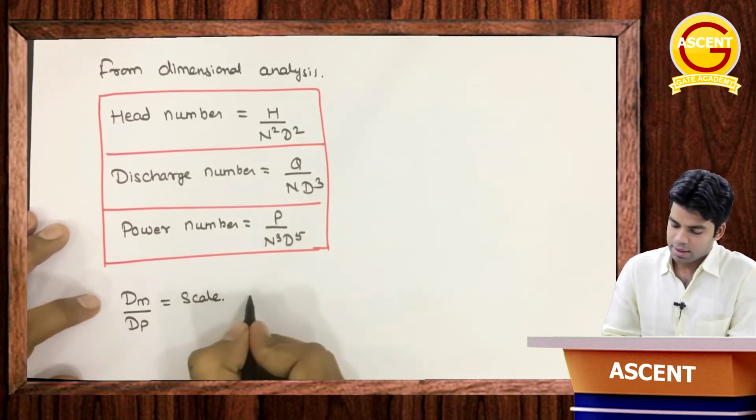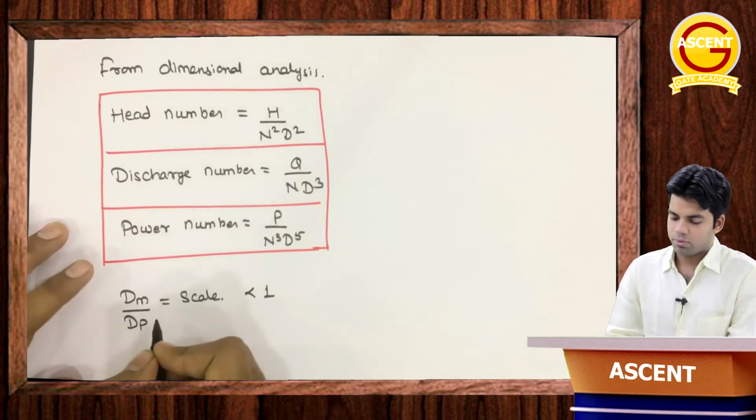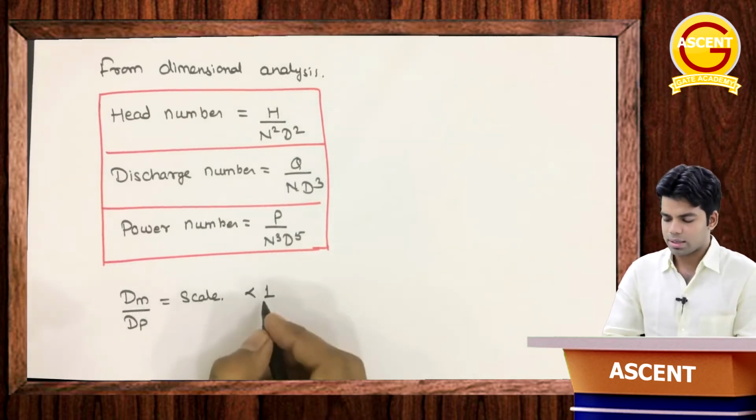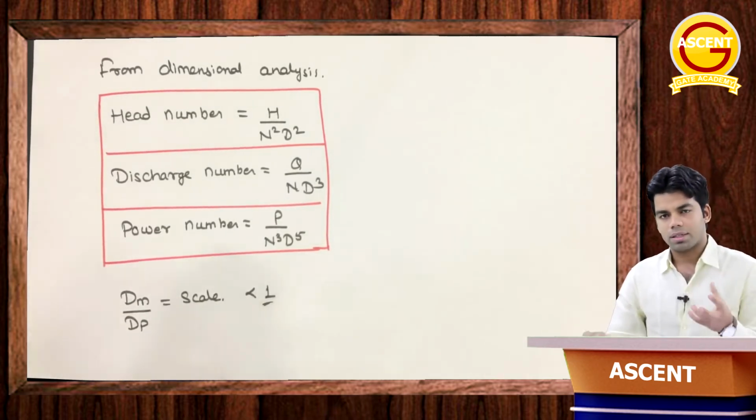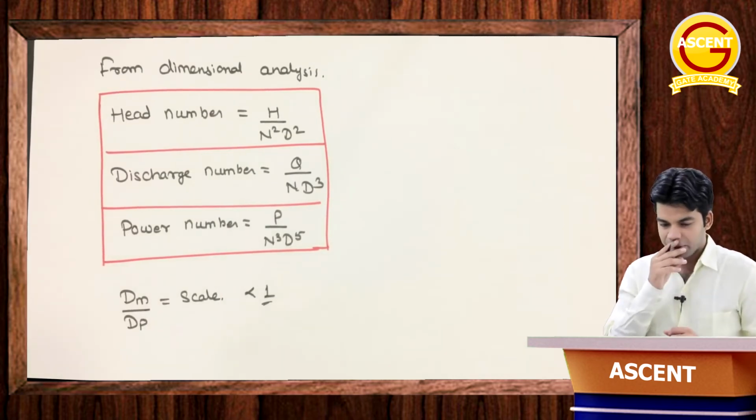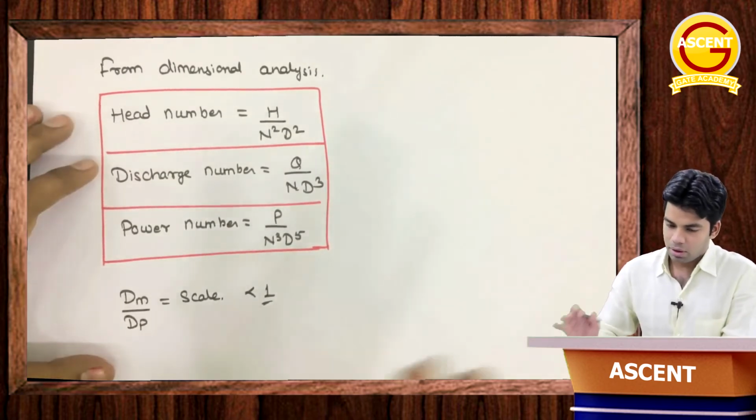And obviously this scale will be less than 1, because the model is small and the prototype is big. Now these numbers are the same. Now what does this mean?